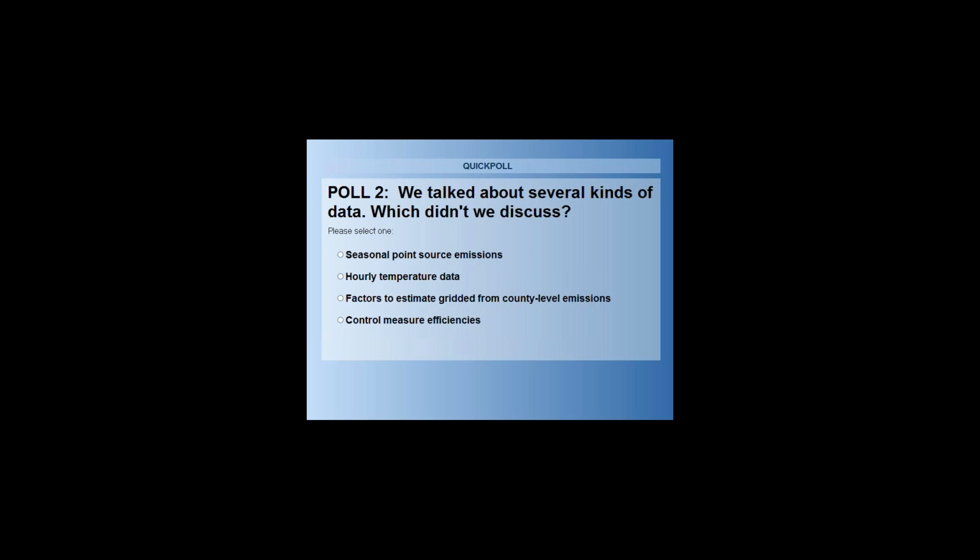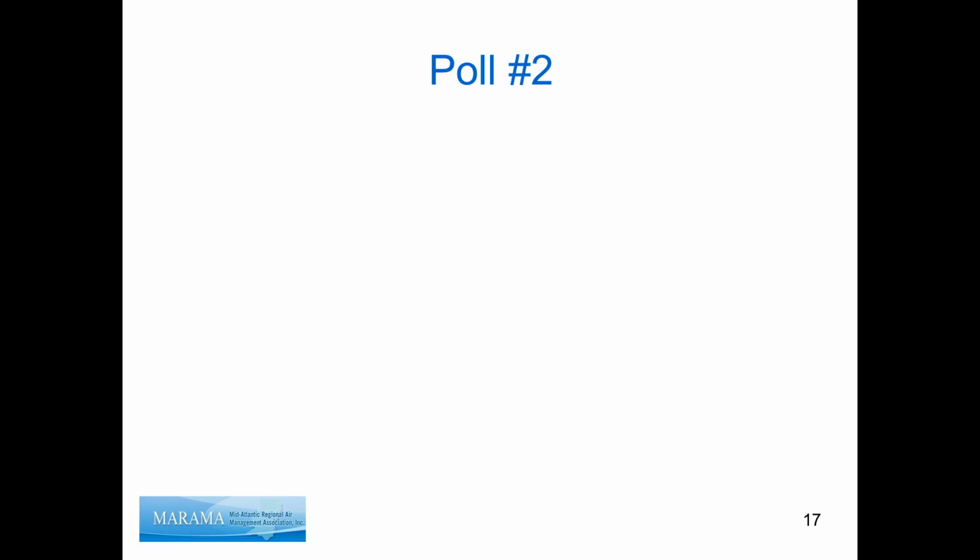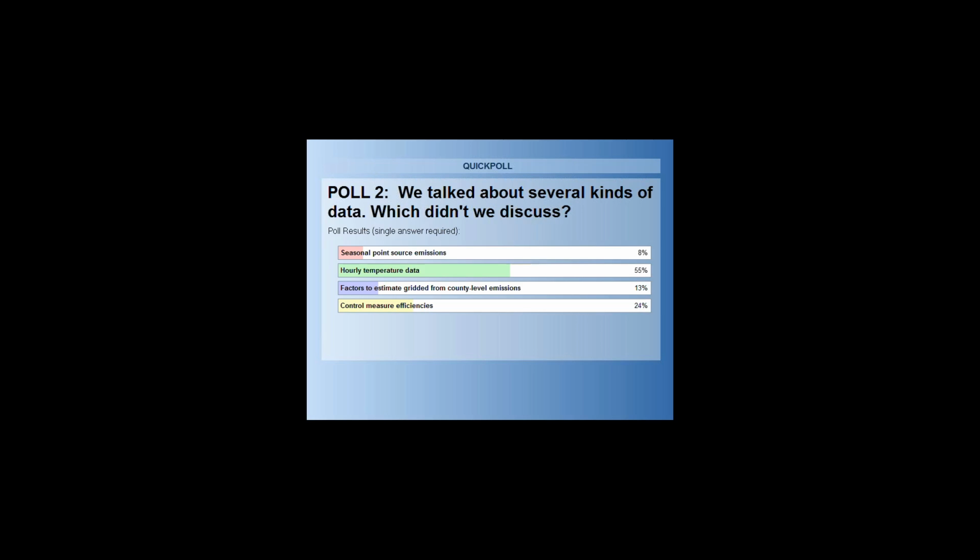Okay, I'm going to go ahead and close the poll then, and you'll see the results. All right, Catherine, take it away. Okay, I can't actually see the results. Oh, you can't see the results. Well, then let me describe them. It says we talked about several different kinds of data, and which one didn't we discuss? Most people said hourly temperature data. Excellent. Okay, good. All right, so you did discuss then seasonal point source emissions, factors to estimate gridded from county level emissions, and control measure efficiencies, right? Yes.